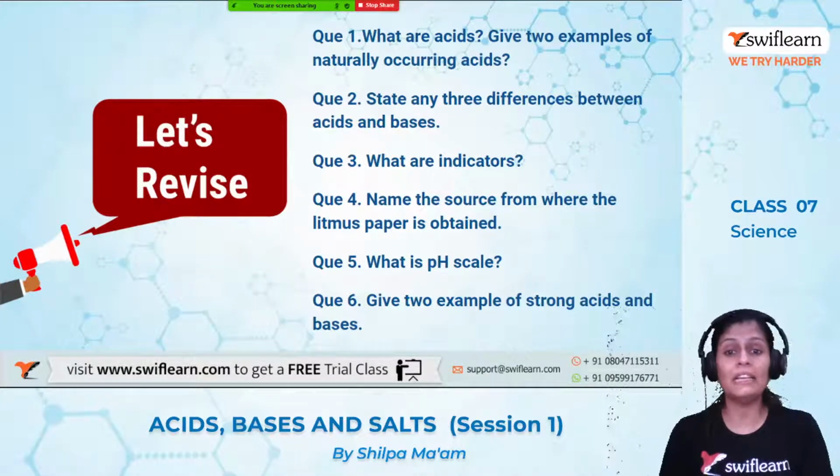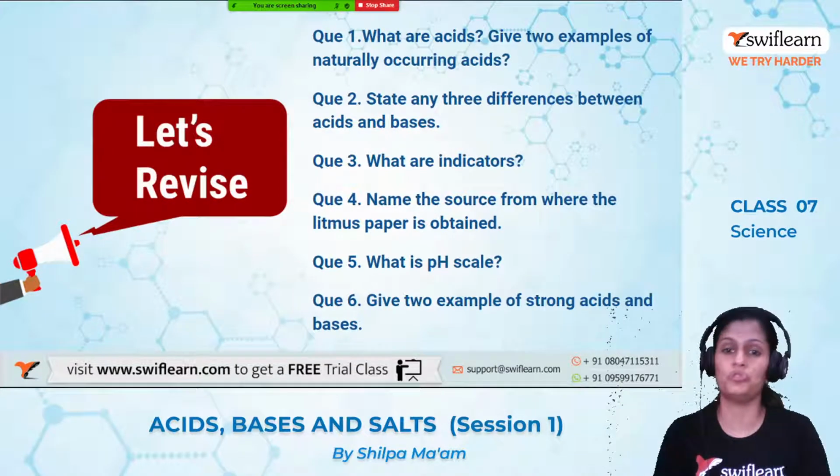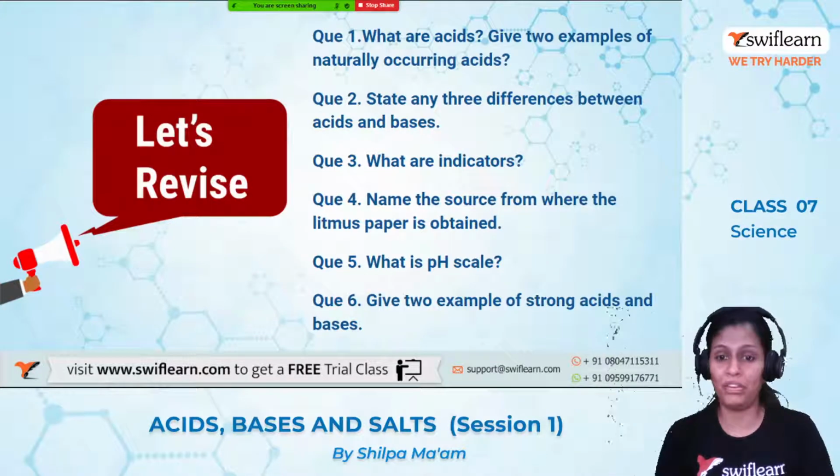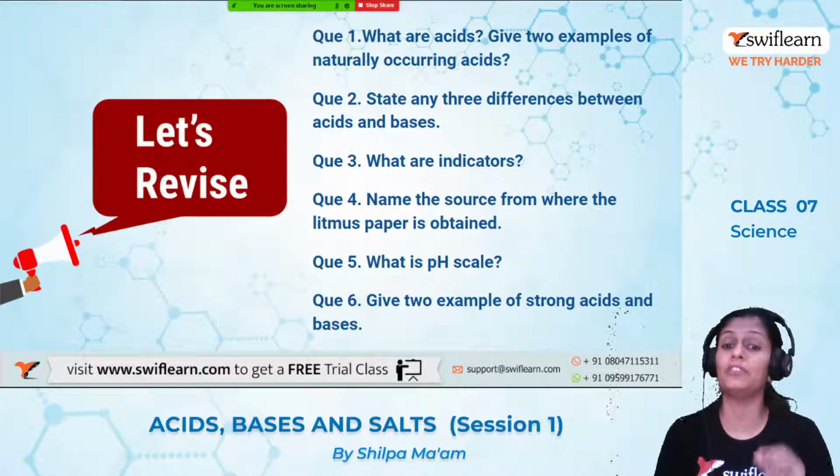Indicators. What are indicators? They come into play when we cannot taste or touch a substance to check whether it is acidic or basic in nature. Then we take the help of indicators. From where is litmus paper obtained? It is obtained from lichen.